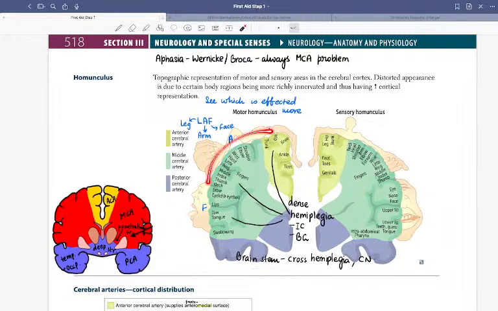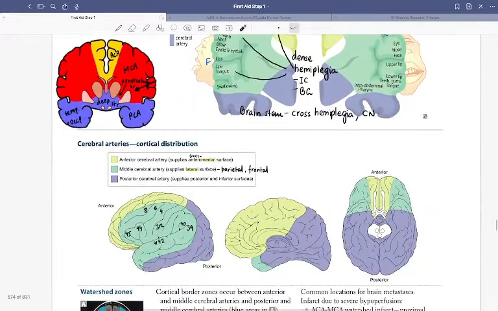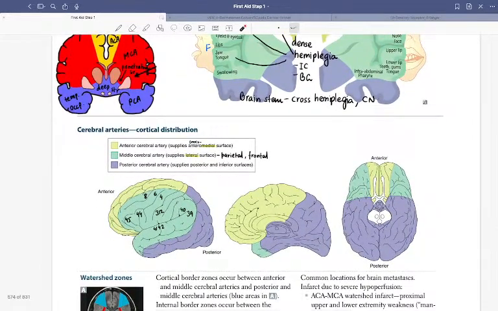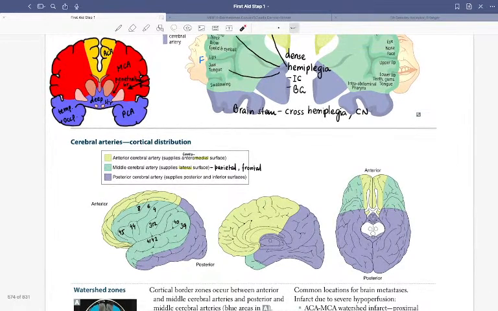You can use LAF if you want a mnemonic for this. L is going to be leg, A is going to be arm, and F is going to be face. Medial most is going to be anterior cerebral artery. Your middle portion is middle cerebral artery, and the posterior most, mainly the temporal lobe and the deeper structures, is going to be posterior cerebral artery. If you want to look at it medially, this is the anterior portion, and the posterior most is going to be posterior cerebral artery.